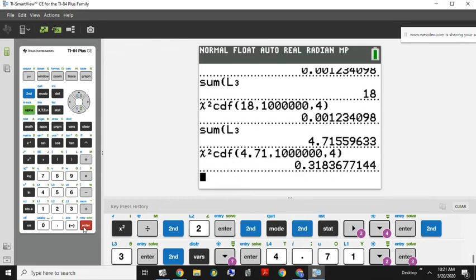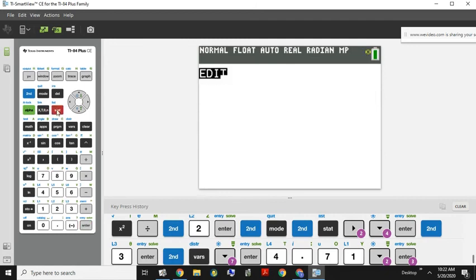Okay, 84 people. So 83 people you can start writing down. You write your first 2 and your last one of list 3. The sum of list 3 is the test value, so it's 4.72. And then the p-value was 0.318. 84 people, yours is super easy.